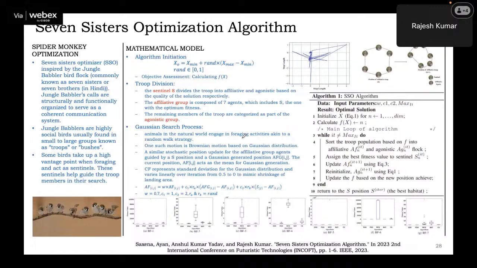There is one observer who observes the motion. In this initial paper, we have taken a Brownian motion based on the Gaussian distribution. Because this is also a group behavior activity, the equation is almost similar to PSO, but the behavior of searching near around is different, and that we published in 2023. So it is just 2 years old, and we are working more on that kind of domain.